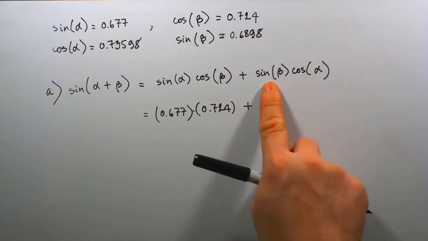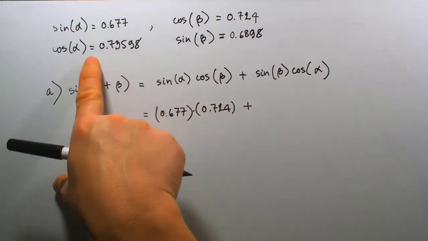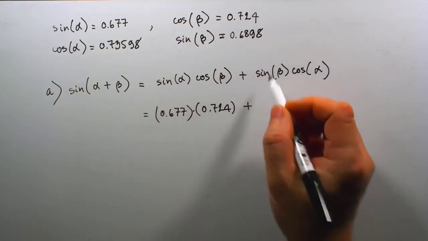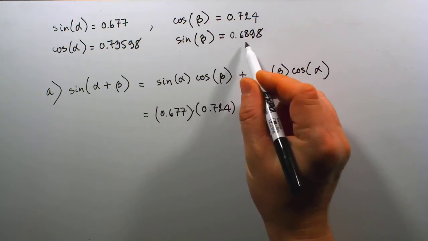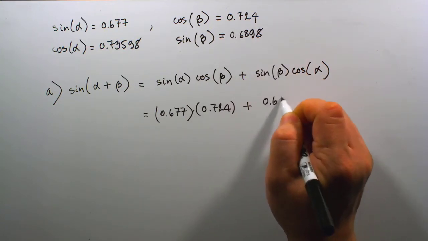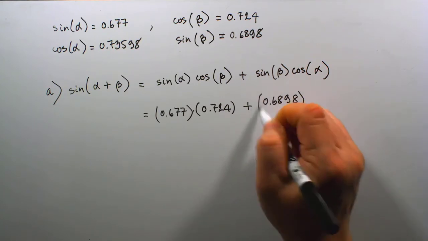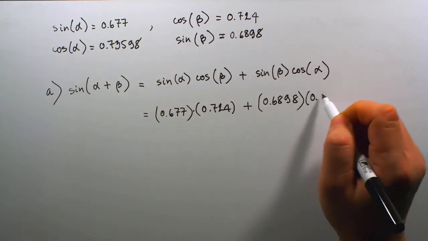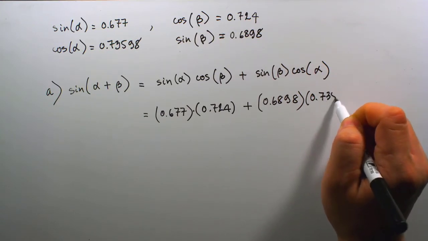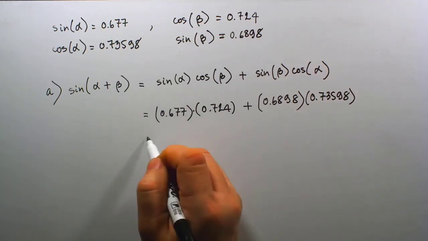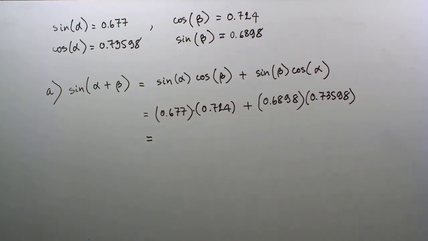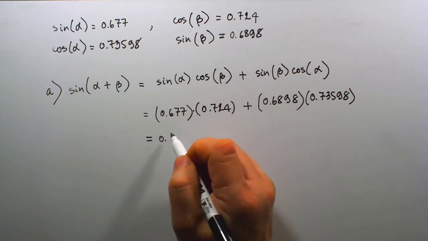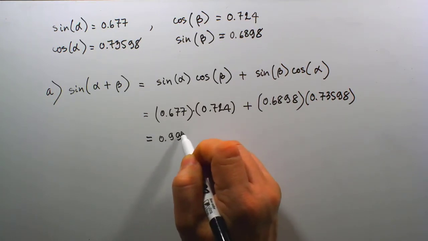See, the usefulness of finding all the missing partners is that now we can bring them into our current equation. So sine of beta, we've just now found to be 0.6898. And we're going to multiply that with the other value, and that value is 0.73598. And now the overall answer came out to be 0.99783.